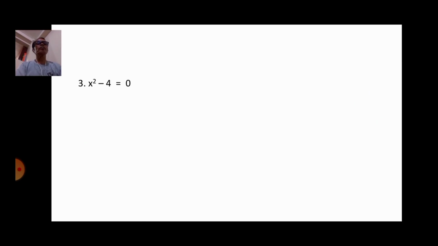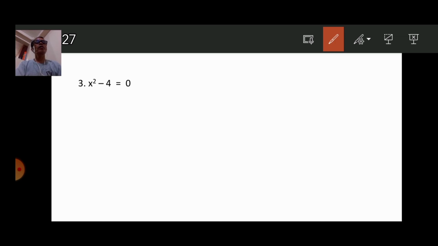Next, another example, number 3. Now, x squared minus 4 is equal to 0. So if you will notice, the given quadratic equation is the difference of two squares. Now, if you have a product which is the difference of two squares, the factors must be equal to the sum and difference of two numbers.